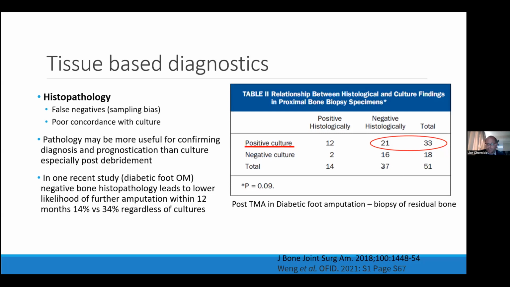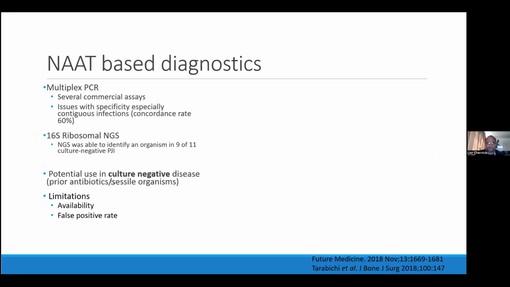So despite growing something from the sample, the fact that the histology was negative implied that likely they had debrided adequately and they were less likely to require further debridement or further amputation at 1 year. So again, doing both of them has both clinical diagnostic and prognostic significance.